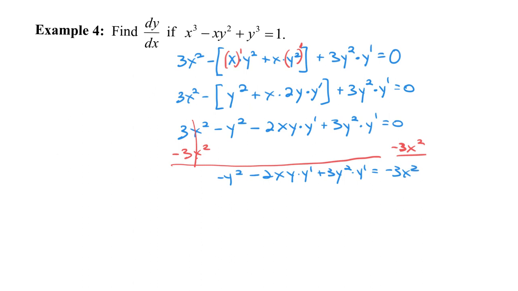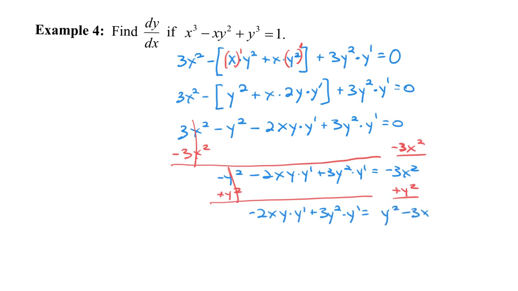And now we need to get rid of this minus y squared because it doesn't have a y prime factor. So this time I'll go plus y squared on each side. That'll be gone, so we get minus 2xy times y prime plus 3y squared times y prime equals, and just to not have a leading negative, I'm just going to go y squared minus 3x squared.